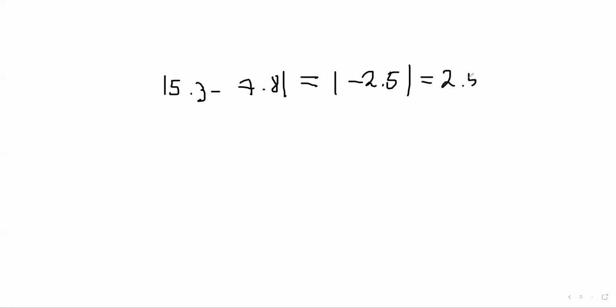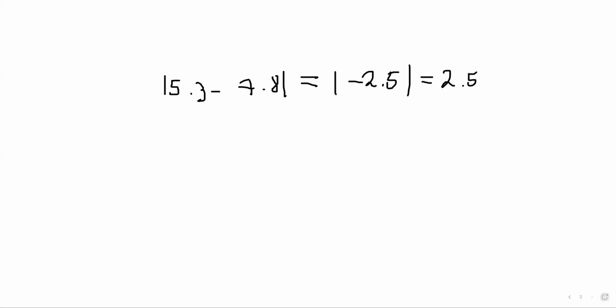Now let's do some relevant exercises. The module, absolute value, of 5.3 minus 7.8. We should start from the solution inside. 5.3 minus 7.8 is minus 2.5. So we know that the module of minus 2.5 is going to be 2.5. So it's positive 2.5.